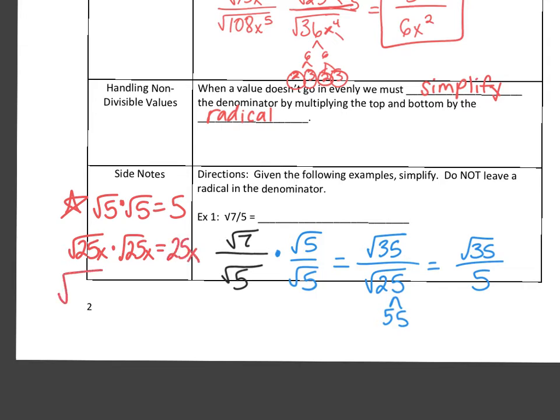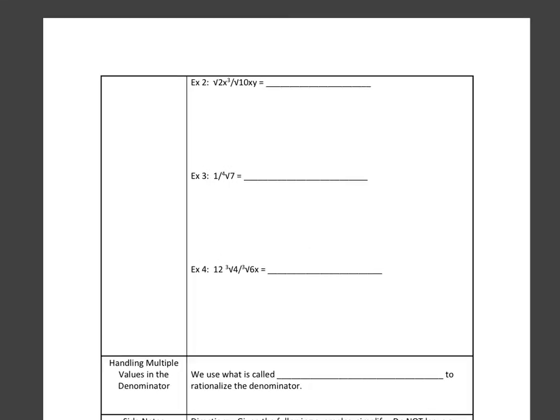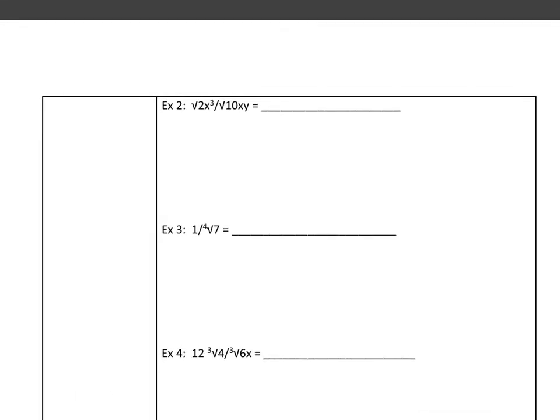The square root of 78 times the square root of 78 would be 78. If the number underneath is the same, those symbols just cancel out. And that's the whole reason why we multiply by that denominator, because we're getting rid of that symbol. So that is what we're going to be doing today. Make sure you do not leave a radical in your denominator.